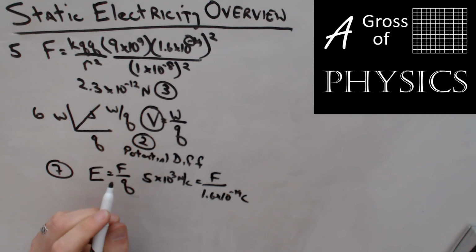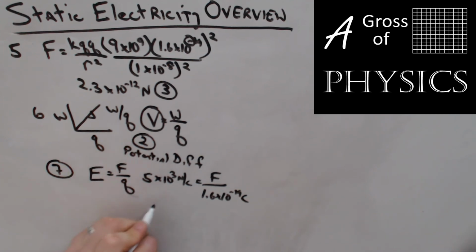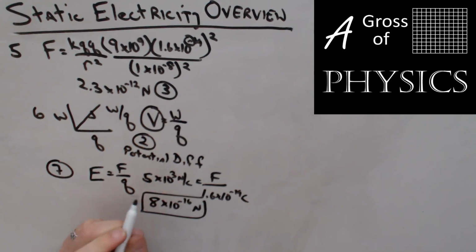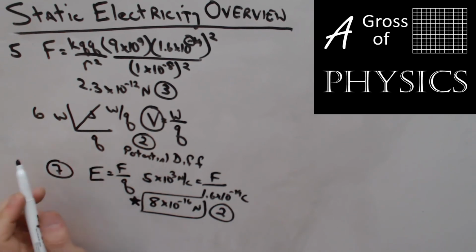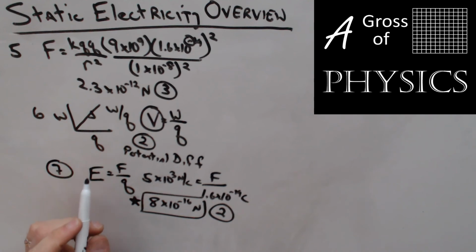So 5e3 times 1.6e negative 19, and I get 8 times 10 to the negative 16 newtons. And that should be choice 2, but choice 2 doesn't have newtons on it. I'm sure that's just a typo. Every other unit in the choices has an N, but there's no other number that matches. So I'm going to go with 2. I'm going to put a star, but I'm pretty sure that's just a typo.